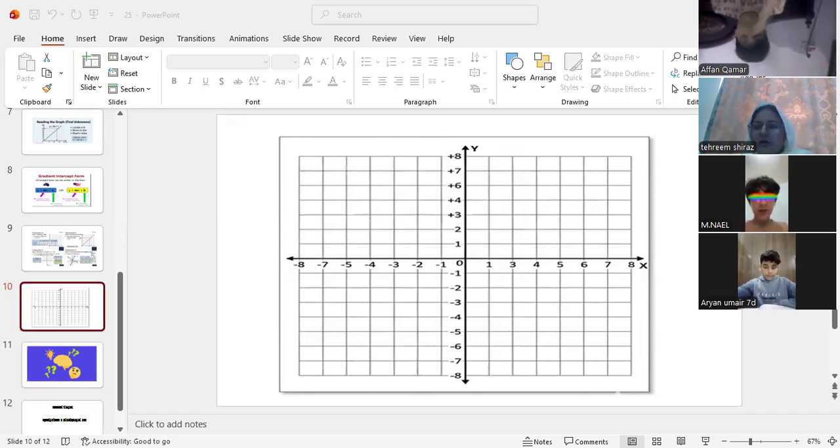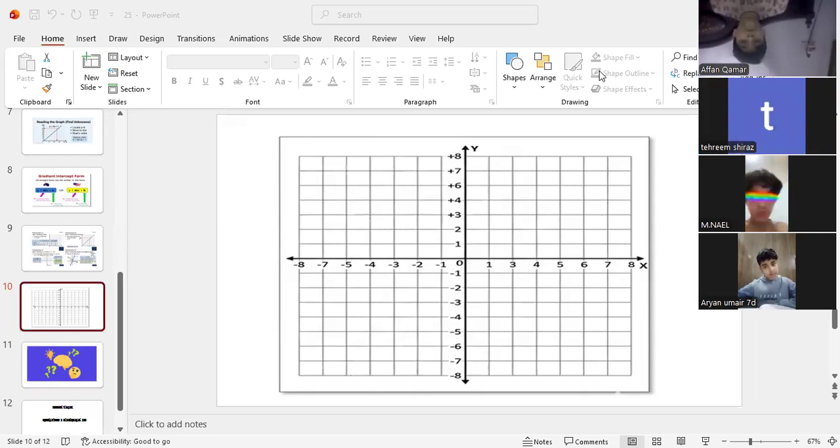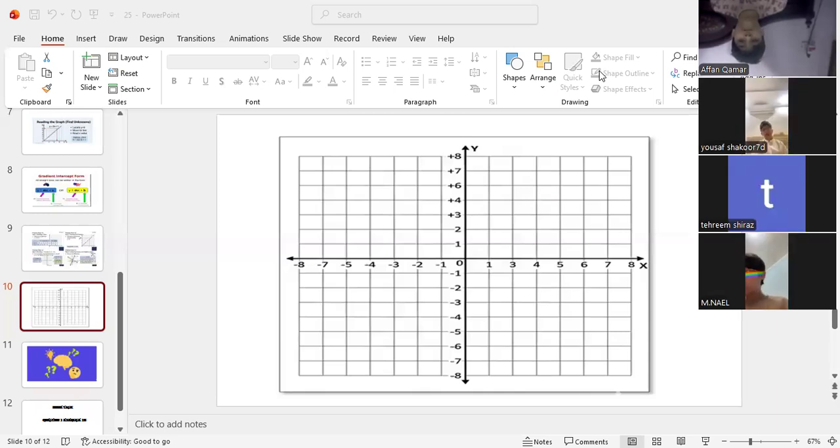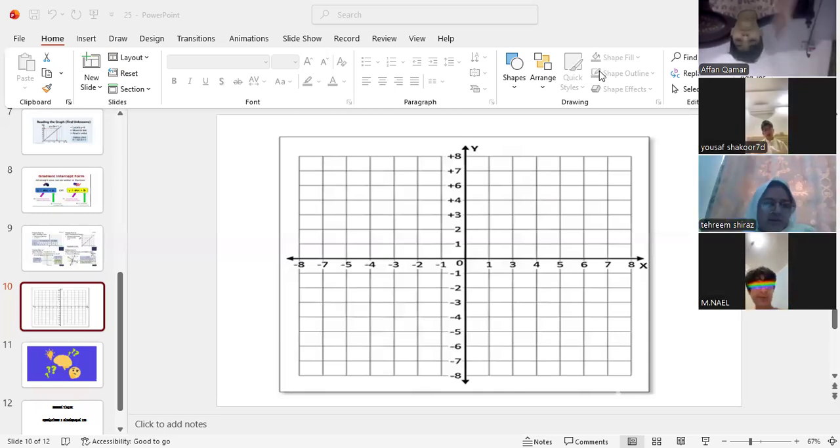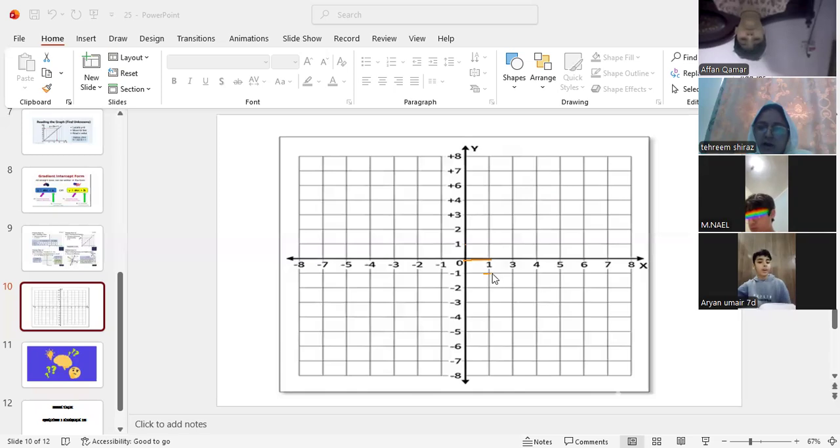Okay, let me show you. The question says, on a sheet of graph paper using a scale of 1 centimeter to represent 1 unit on the x-axis. This is the whole one box. You have to leave one whole box and write 1.